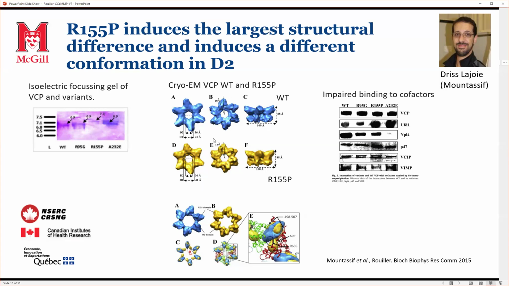And then he initiated some low resolution cryo-EM, all CCD data, where he compared the cryo-EM structures of VCP wild type and mutant in the absence of nucleotide. He showed that in both structures, the N domain, in the absence of nucleotide, was coplanar to the D1 ring. And then he also showed that there seemed to be a different conformation in the D2 domain.